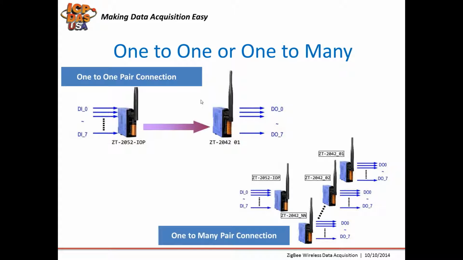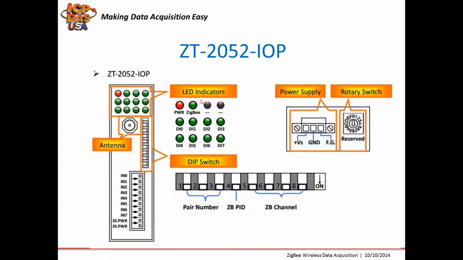The ZT2052 IOP can be used in one-to-one configurations where each digital input on the ZT2052 IOP can trigger a digital output on a ZT2042. It can also be used in one-to-many configurations where each digital input on the ZT2052 IOP can trigger outputs on up to 3 ZT2042 simultaneously.